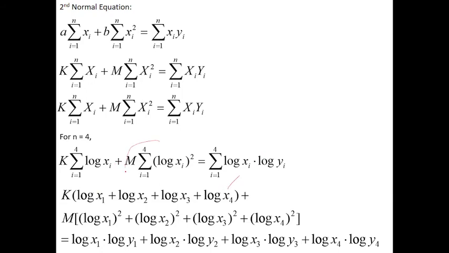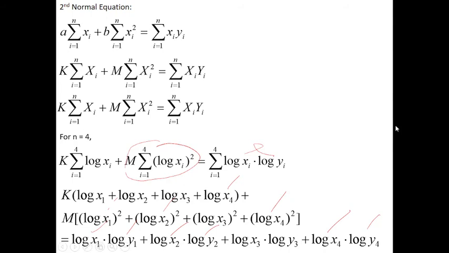Then we consider the second summation. So we have m times log x1 squared plus log x2 squared, ending up with log x sub 4 squared. Lastly, the product of log x sub i and log y sub i. So we start with x sub 1, y sub 1. So we have log x sub 1 times log y sub 1, followed by i equals 2, log x sub 2 times log y sub 2, until reaching log x sub 4 times log y sub 4.